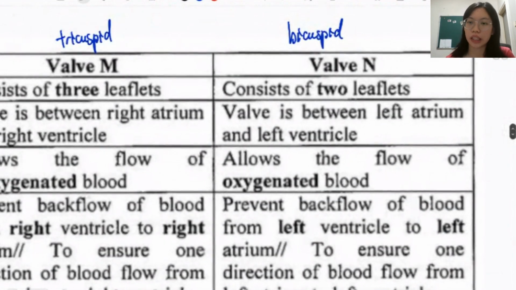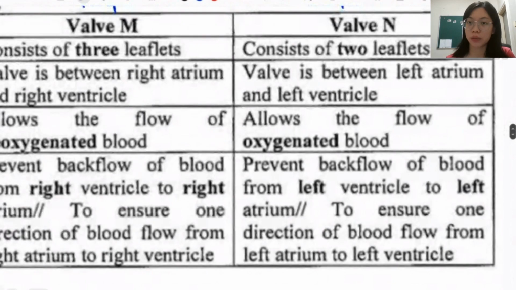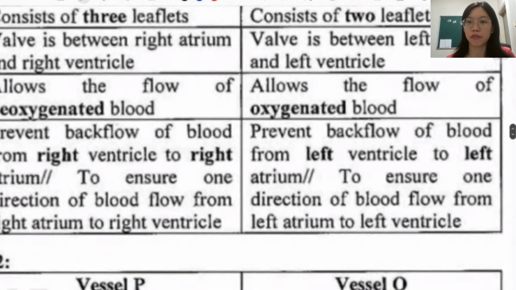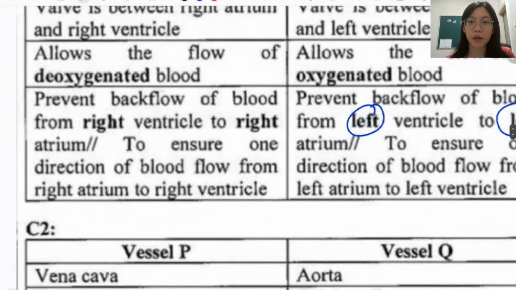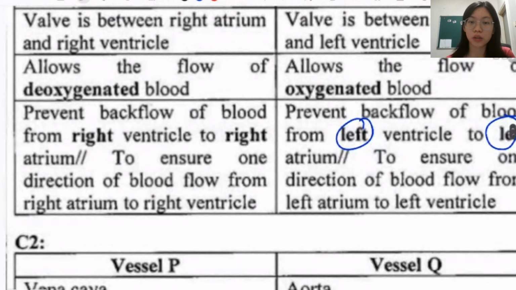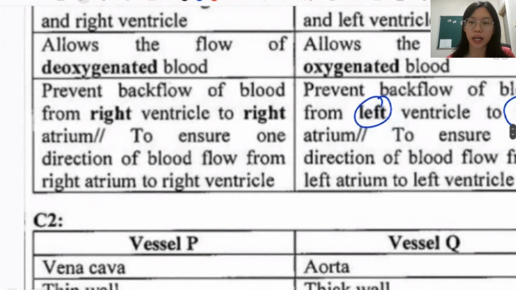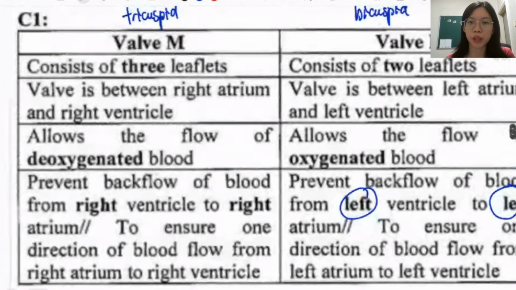And for bicuspid, it allows the flow of oxygenated blood, prevent backflow of blood from left ventricle to left atrium. You have to mention where it is, left or right. Okay. And what about vessel P and vessel Q? Vessel P is the vena cava. Another thing I would like to add on.